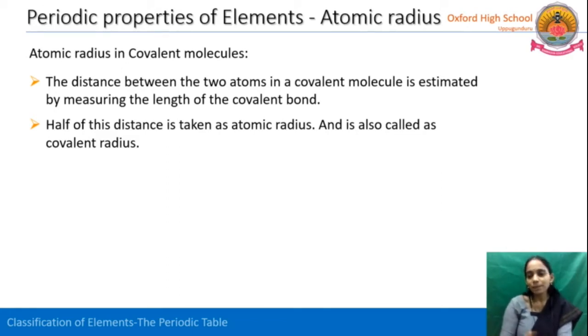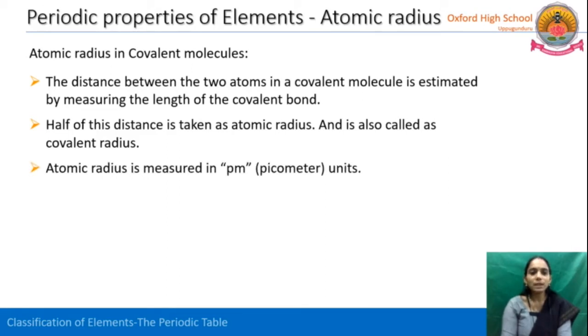Half of the distance is taken as its atomic radius and is also called the covalent radius. Why? Because we are taking half of the distance between the atoms in the covalent molecule. So the radius is also called covalent radius. Atomic radius is measured in picometer units. 1 picometer is nothing but 10 to the power of minus 12 meters.